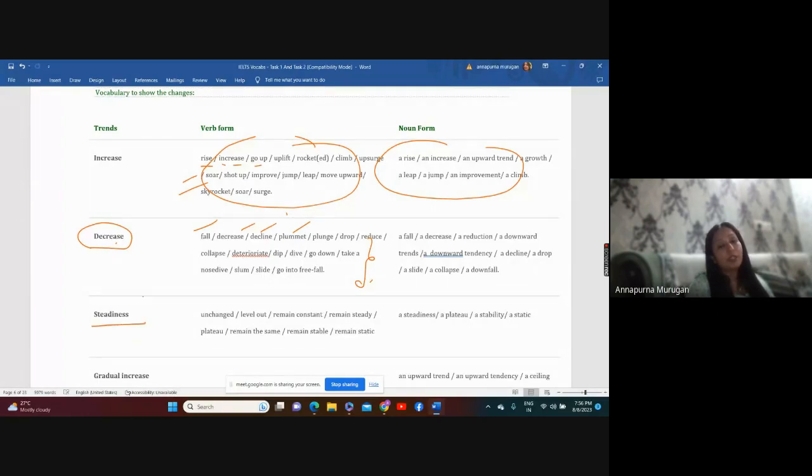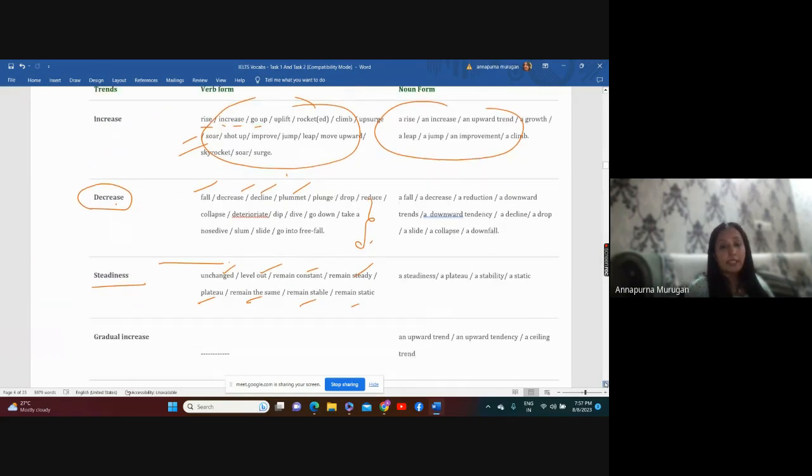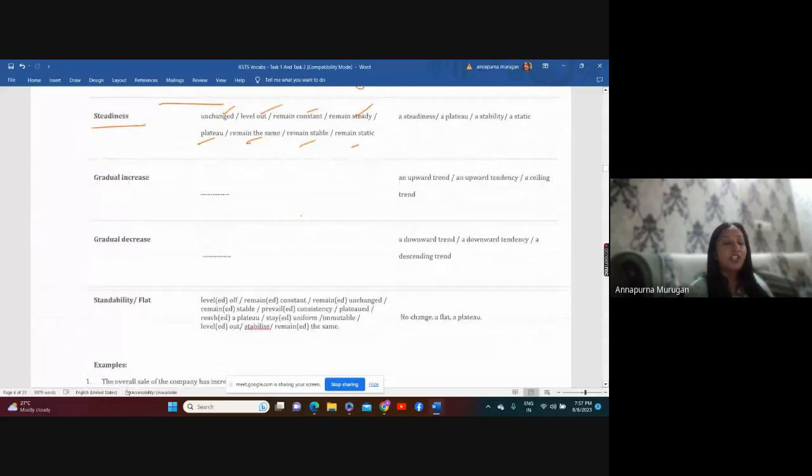Steadiness in the sense of something which is not changing, which is stable at some point: unchanged, level out, remain constant, remain steady, plateaued, remain the same, remain stable, remain static. All these things tell us the same thing. Gradual increase means slow increase. An upward trend you can use, an upward tendency, a rising tendency you can use.